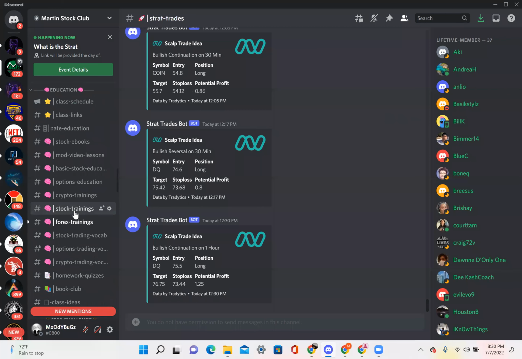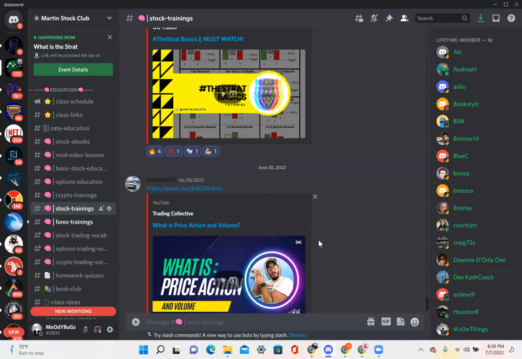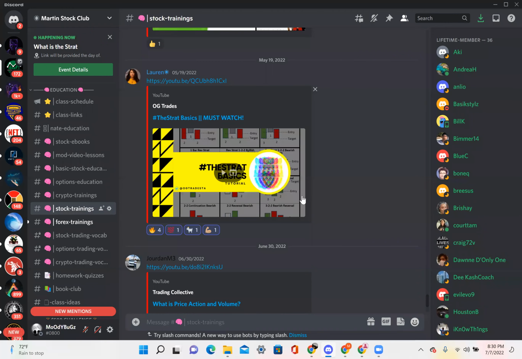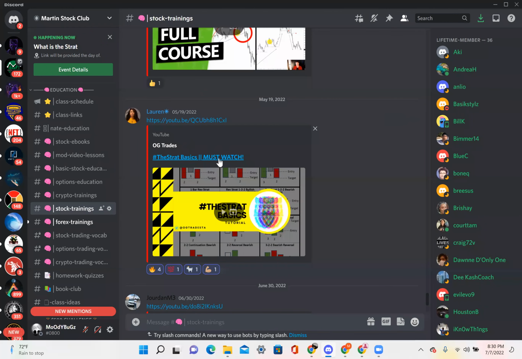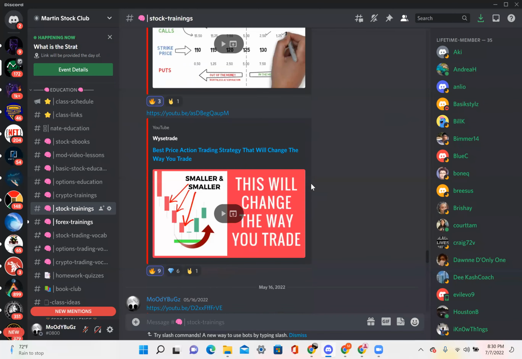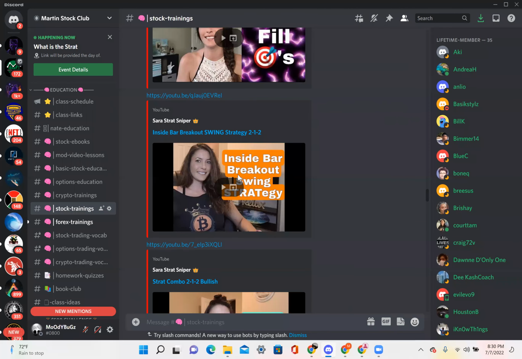You can go up here to stock training, and all moderators have dropped something about the strat. As you see right here, we have Lauren, and she dropped a strat basic. This goes over something super basic, the combo sheets of the strat, and also how to enter, exit and get out of your trade, and things of that nature. You can just scroll up and you'll see all different types of moderators that drop different things about the strat.